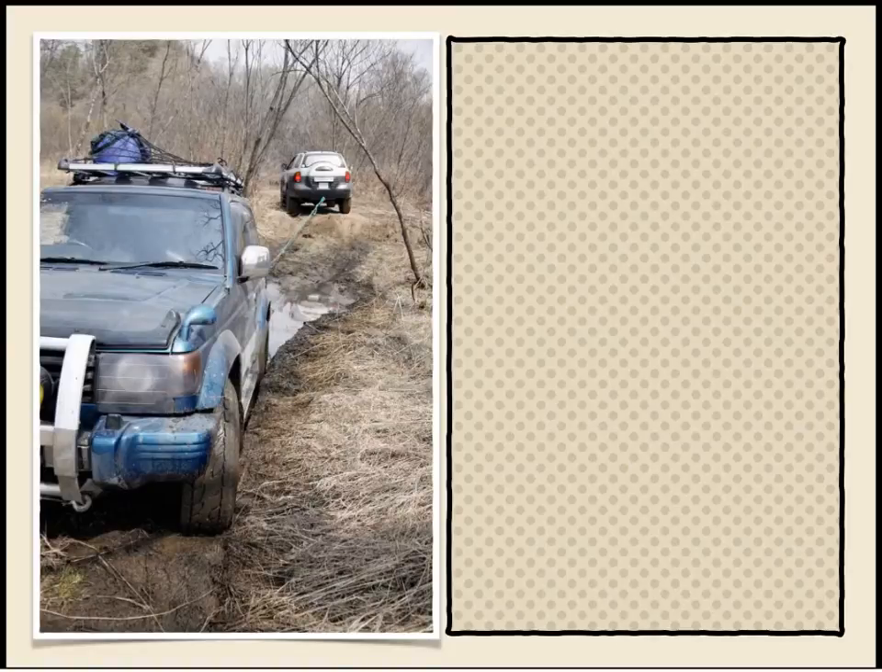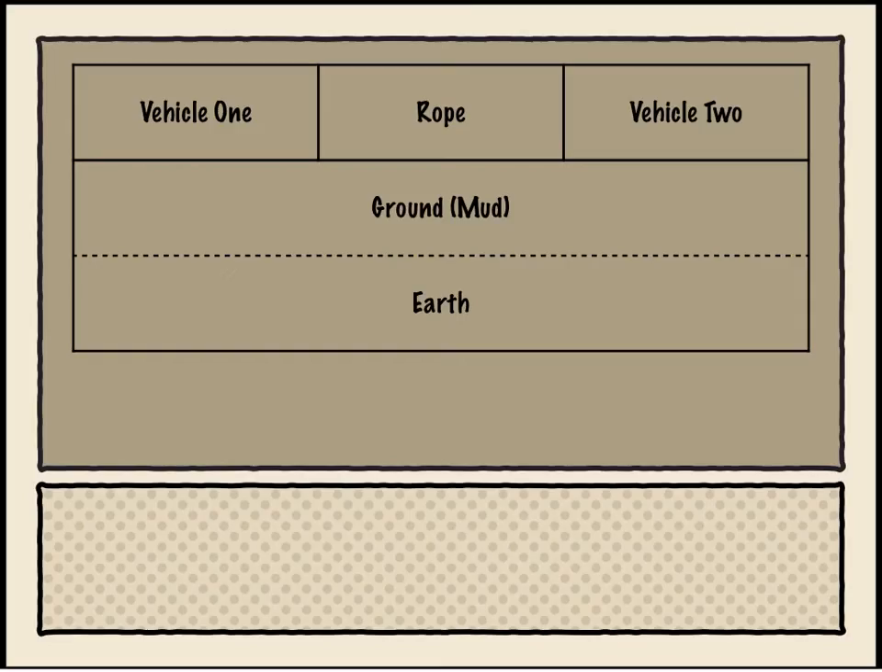Compare your diagram with the photo of this vehicle in tow. Recognize that the location of the components in the diagram is similar to their location relative to each other in the real system. In the diagram, the boundary between the ground and the earth is dashed because they're not really two different components of the system. The ground or the mud is actually just the top surface of the earth.